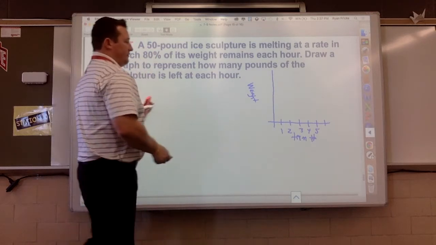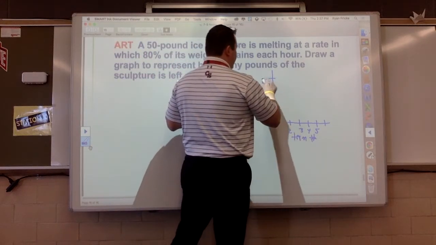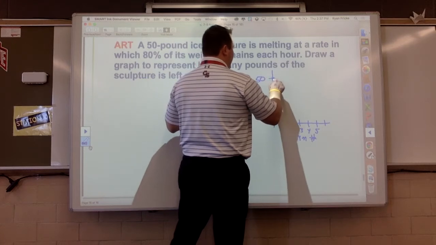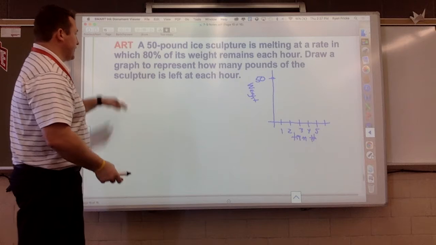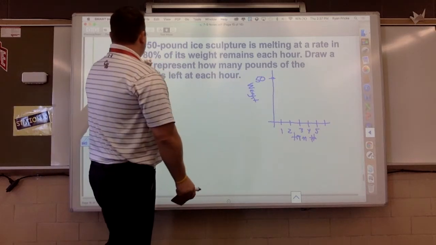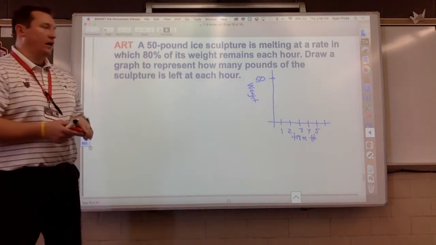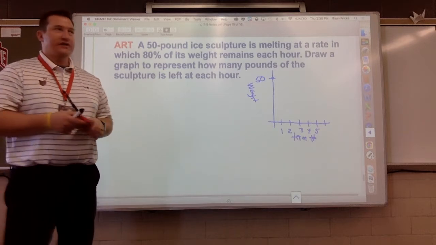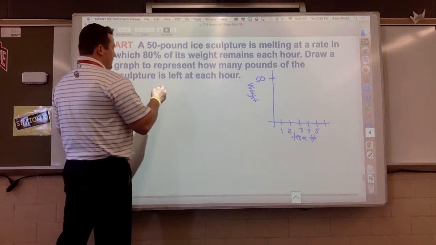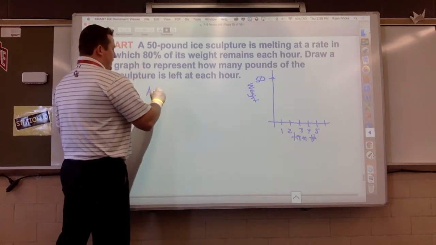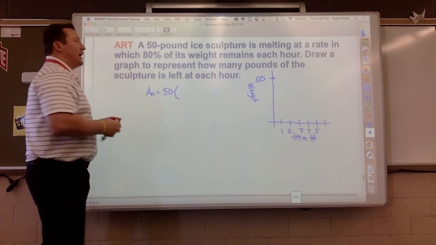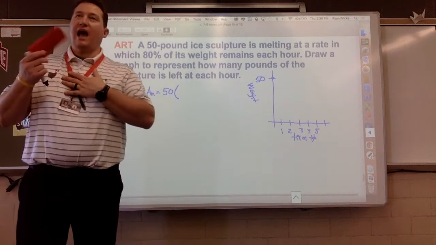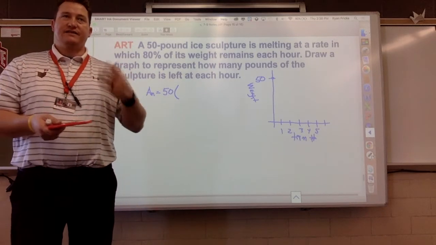Okay, we know we start at 50, right? So here is 50 all the way up here, okay? First time, we're just going to plot all of these points on here, okay? So we're going to lose 80% of our weight, right? So you can think of this as a_n equals starting amount.